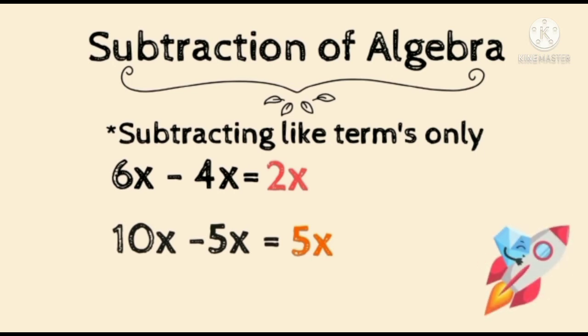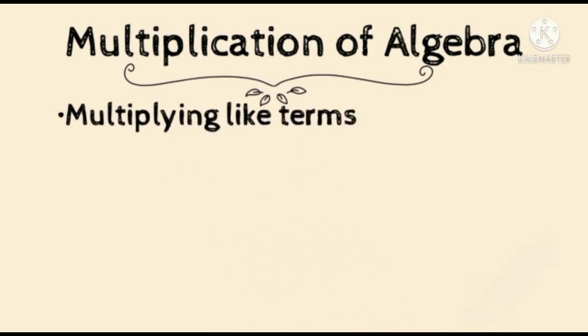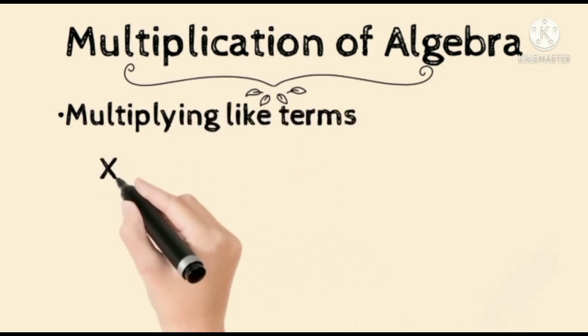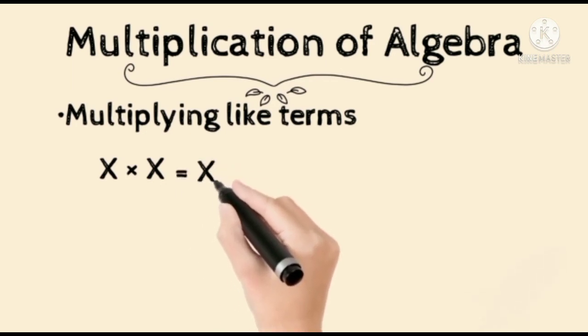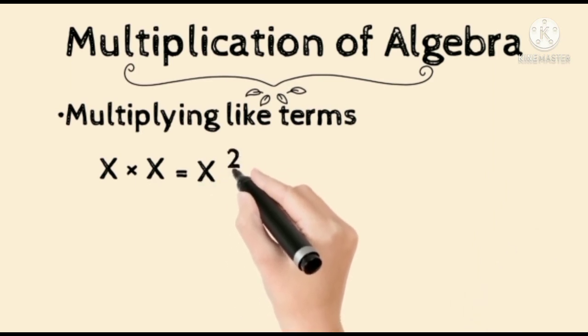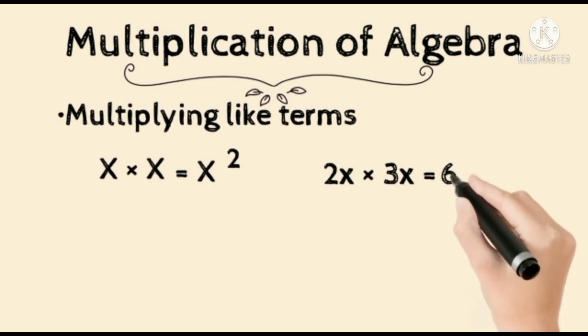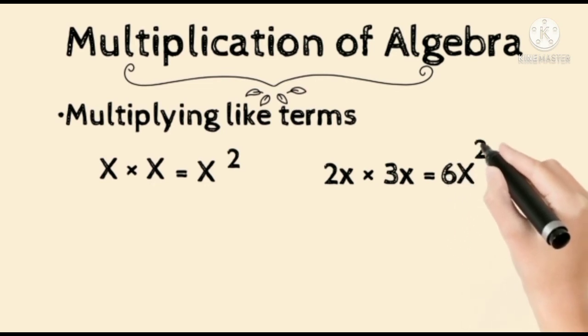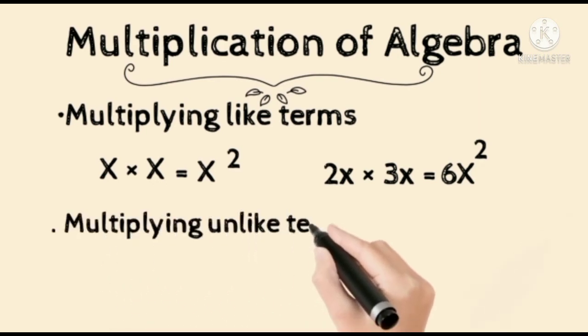Next we'll move to the multiplication of algebra. You have two ways of multiplying, like and unlike terms. Let's discuss the first one, multiplying like terms. How do you multiply like terms? You have x and x which are the same terms. So x into x gives you x to the power of 2. You can also call it x square. Next I'll take a number with that, 2x into 3x. First you're going to multiply the numbers, that is 2 and 3. 2 threes give you 6, and x into x gives you x square. So together you write 6x square.